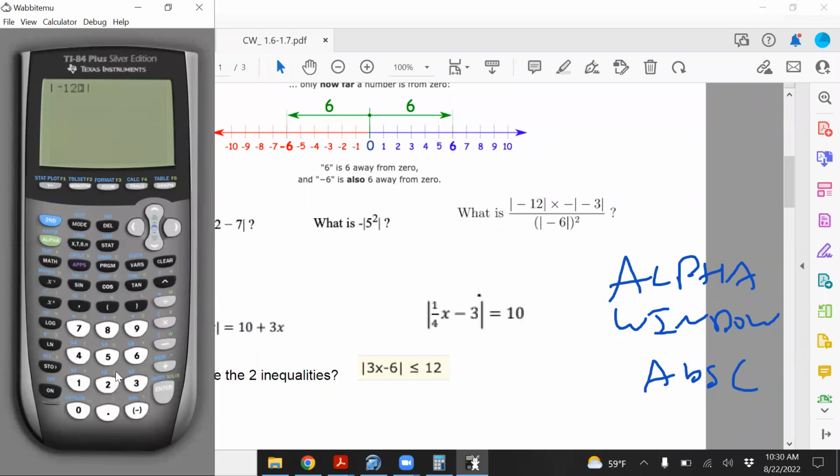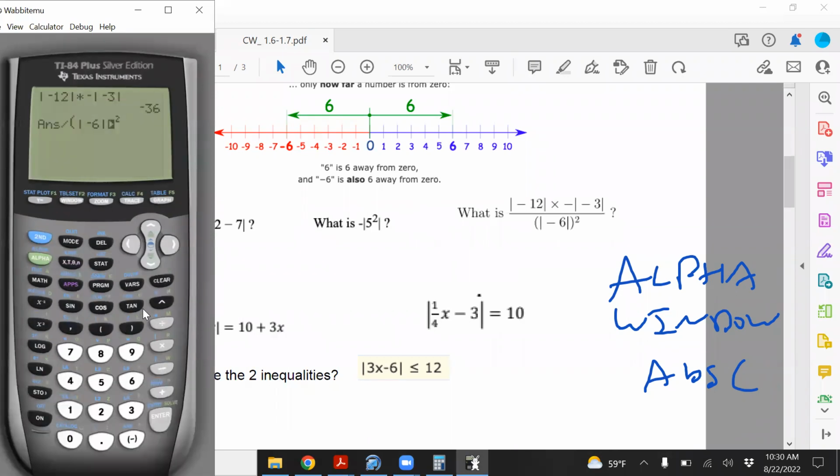If I did -12 times negative alpha window -3, then divide that by parentheses alpha window -6 and the parentheses and square. Oh, I didn't end the parentheses. Let's do that again. Here we go. Yeah, you get -1. So remember, the calculator follows order of operations. This could be very handy if you have to graph absolute value, which we are going to do later in this section. So we're going to graph absolute value functions.